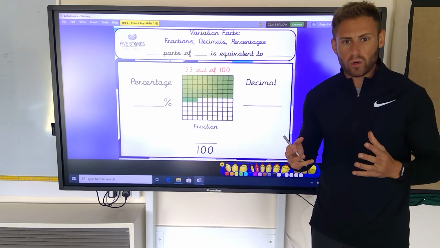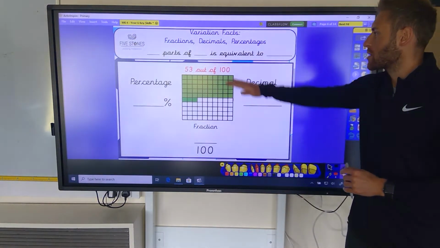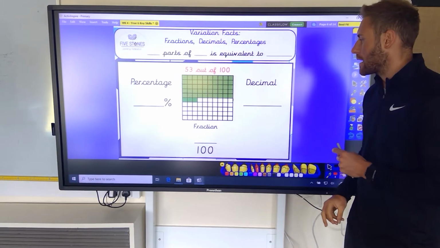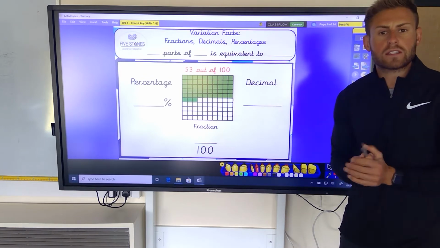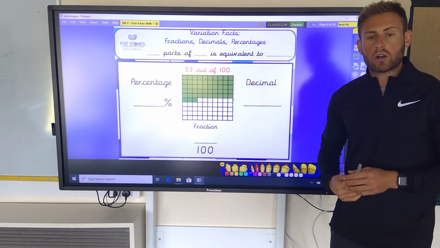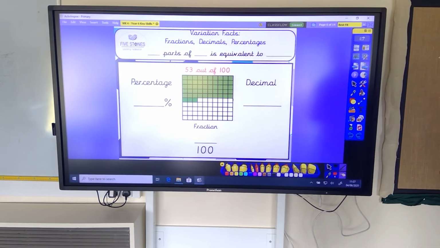Now I've had a go. It's up to you. First you check my representation matches my sentence at the top. Then I would like you to represent it as a percentage, a decimal and a fraction. And if you can simplify that fraction, if it's possible, you can do that as an extension. Off you go.